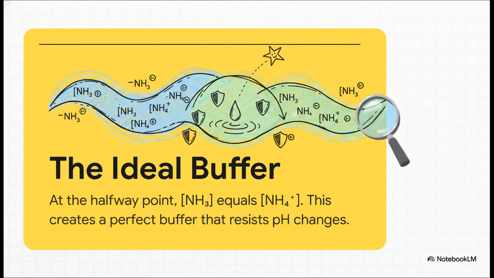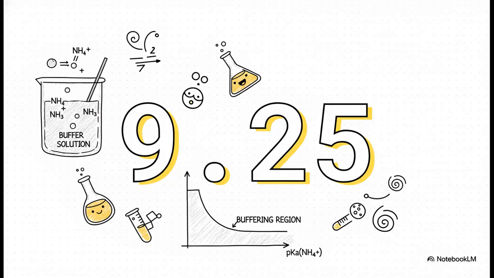And when you have both of them together, they work as a team to fight off big changes in pH. It's kind of like a chemical sweet spot. And the pH at this magical point is 9.25. And here's the really cool part. At the halfway point, the pH is always equal to the pKa of the conjugate acid. So you can see the pH has dropped, but it hasn't crashed. That's that buffer doing its job perfectly.